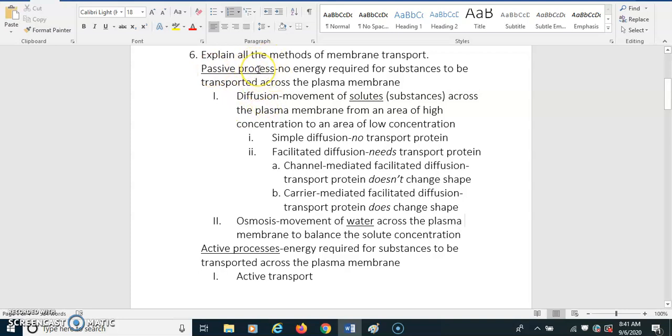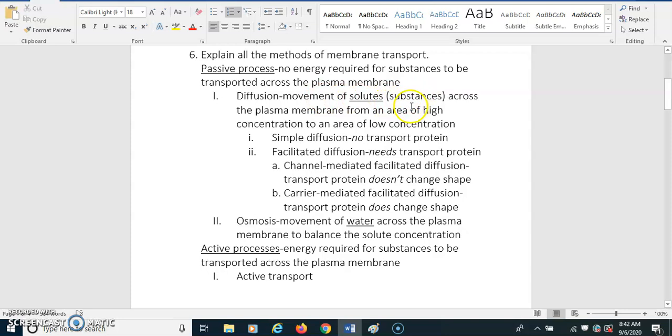The last video we talked about the first passive process. And remember, passive processes are ways that substances get across the plasma membrane, but it doesn't require any energy for them to do that. And so we talked in the last video about diffusion, and we talked about the two types of diffusion, and we also talked about the two types of facilitated diffusion. All right, so recall that when we were talking about diffusion, we were focusing on just the movement of solutes.